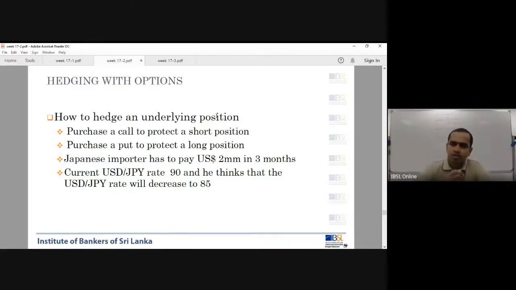The dollar is the base currency. If it weakens, the rate should fall below 90. It's currently 90. He expects it to go to 85, which is in his favor. If it goes to 85, he will benefit. But the risk is if it goes to 100, then he will lose. So how can he hedge?